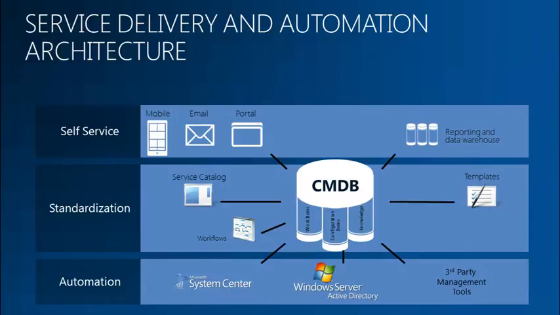And lastly, at the automation layer, we've got lots of connectors out to the other System Center components. We've got a connector to Active Directory. And through Orchestrator, we can actually connect up to other third-party management tools like HP or IBM and so on. So we can automate lots of other things outside of the scope of System Center as well.